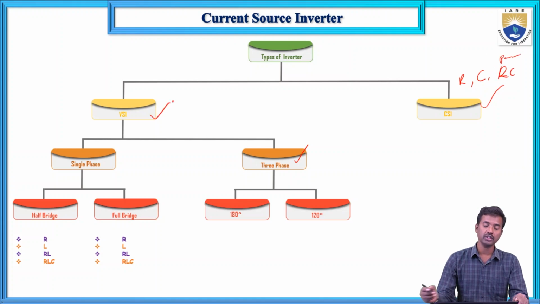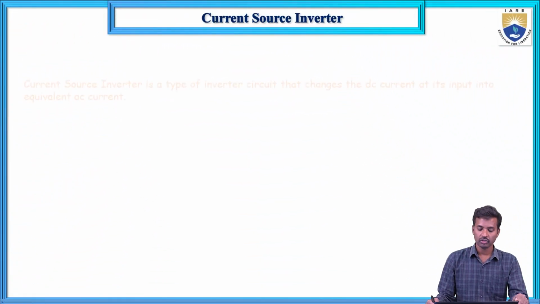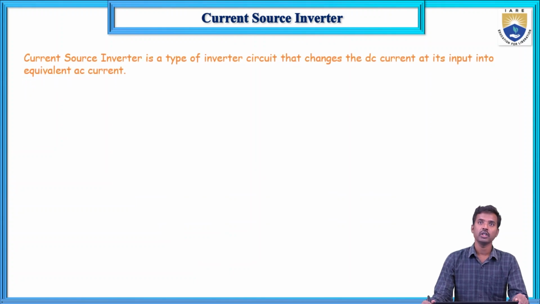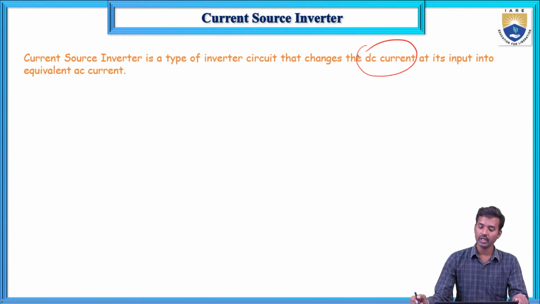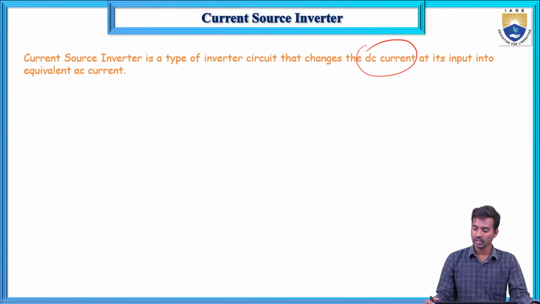So what is a voltage source inverter and what is a current source inverter? First, I will define. The current source inverter is a type of inverter that takes DC current at its input terminals and gives equivalent AC at the output terminal. In the case of voltage source inverter, a DC voltage is converted into AC voltage, but here DC current is converted into AC current.